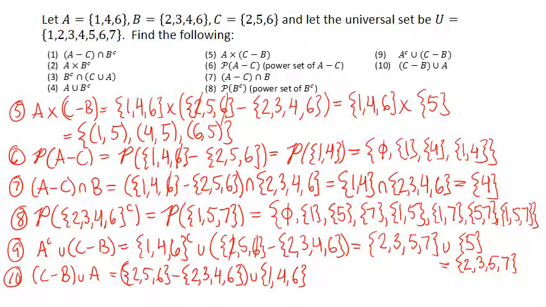Let me do the part in the parentheses. I'm starting with {2, 5, 6}, and I'm taking away {2, 3, 4, 6}. That takes away my 2 and my 6, and leaves me with just {5}. Then I'm unioning that with {1, 4, 6}. This is just the set containing anything that was in {5} or in {1, 4, 6}. So that's {5, 1, 4, 6}. Okay, that's it.